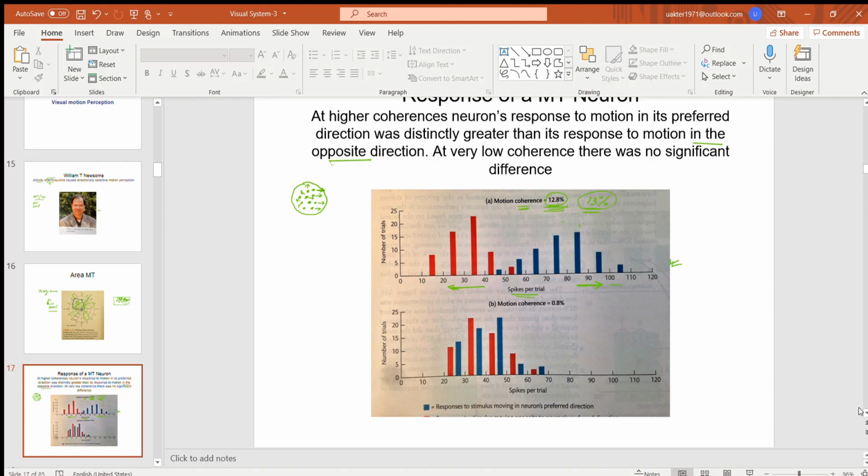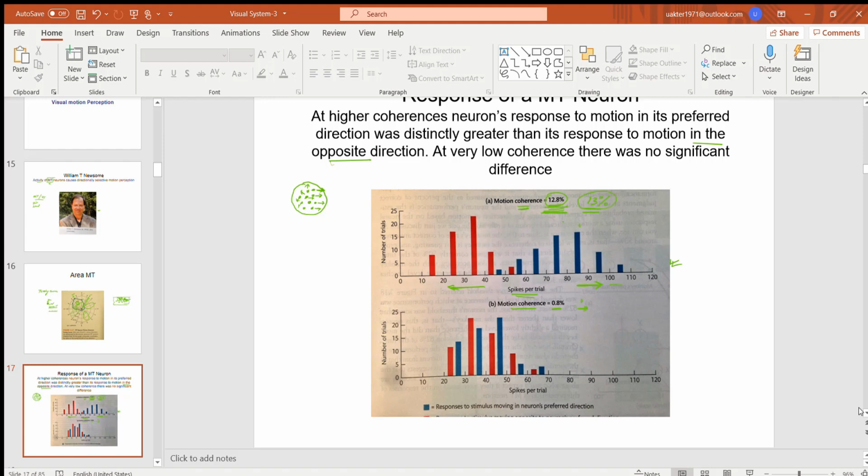However, same neuron, if you lower the motion coherence, that means 0.8% in this experiment, that means less than one dot moves towards the preferred direction, one direction, and others are moving in all different directions. So this is an extremely weak motion stimulus. Makes sense? This one is somewhat strong, but this is very weak.